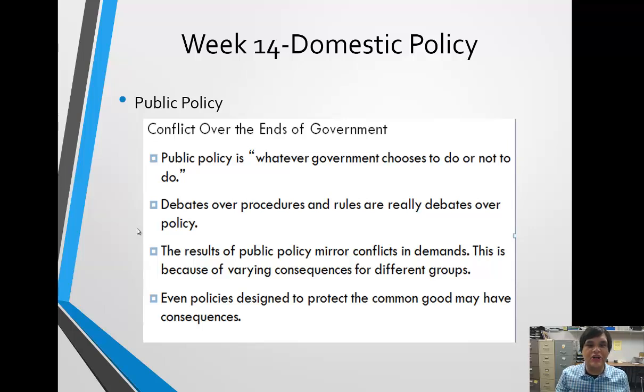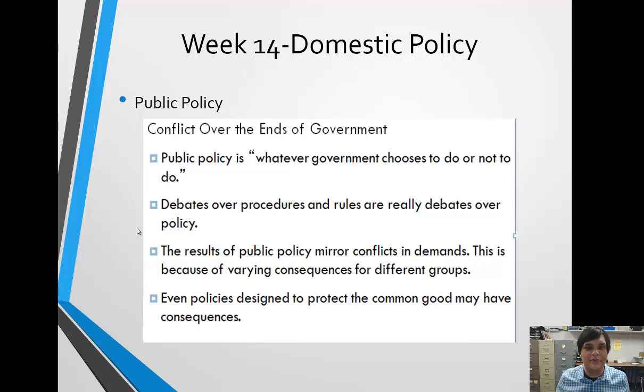Public policy is whatever the government chooses to do or not do, ultimately. Debates over procedure and the rules are really just debates over policy. The results of public policy mirror the conflict and demands, the inputs and the outputs of government. This is because of varying consequences for different groups. They all have different consequences if the public policy goes this way or that way, and they all have a say in it and want to push for their own side. And so that's why it's a conflict in demands.